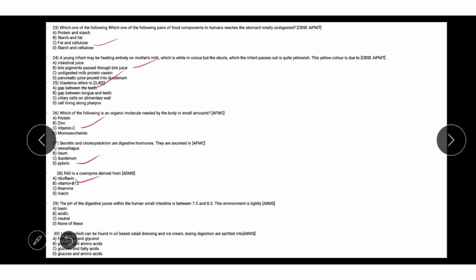Then the 29th question is, the pH of digestive juice within the human small intestine is between 7.5 to 8.5. The environment is slightly basic. Its pH is basic. Lipids which can be found in oil-based salad dressing and ice cream during digestion are split into fatty acids and glycerol. First option.